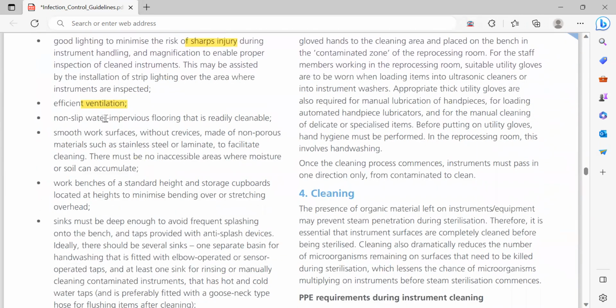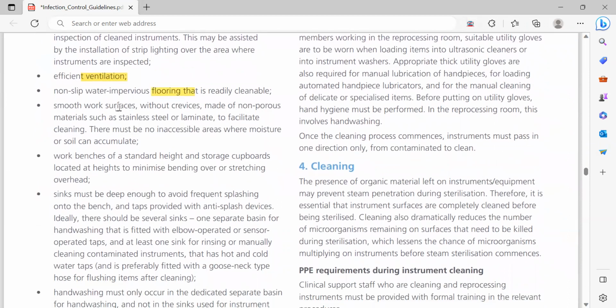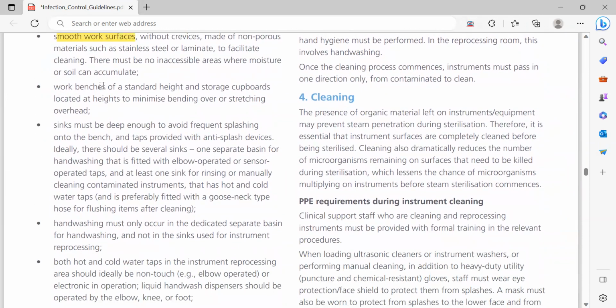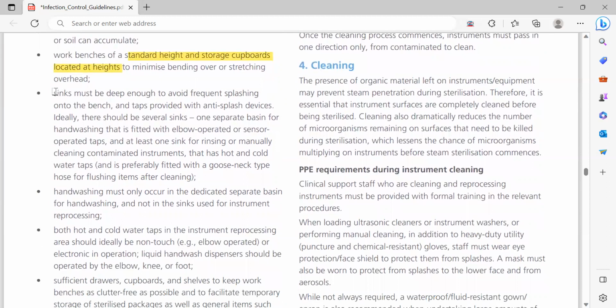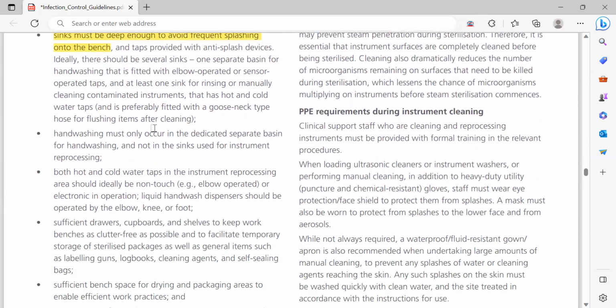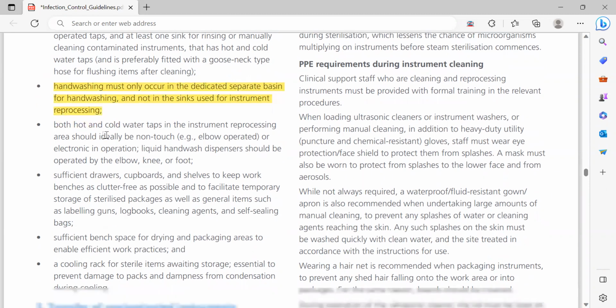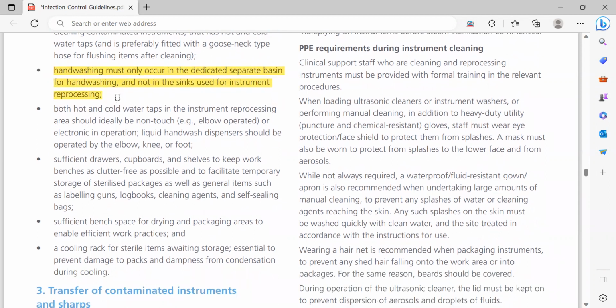Then non-slip water impervious flooring, smooth work surfaces without crevices and made of non-porous material. Then workbenches of a standard height and storage cupboards located at heights to minimize bending over. Sinks must be deep enough to avoid frequent splashing onto the bench tops. Hand washing must only occur in a dedicated separate basin for hand washing, and should not be done in the sinks used for instrument reprocessing, because those are dirty sinks.